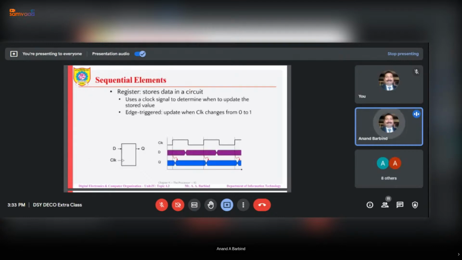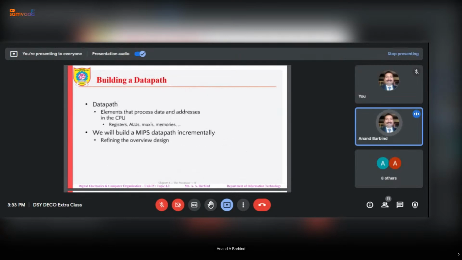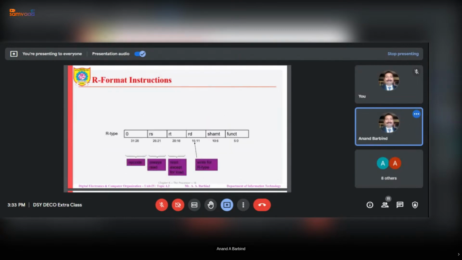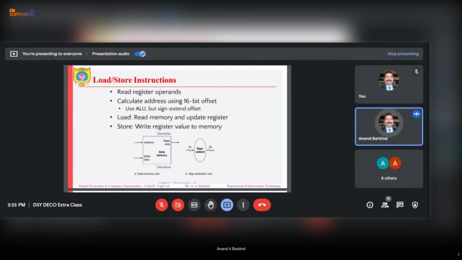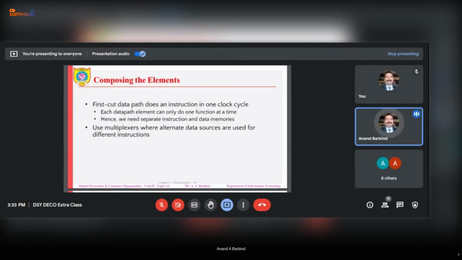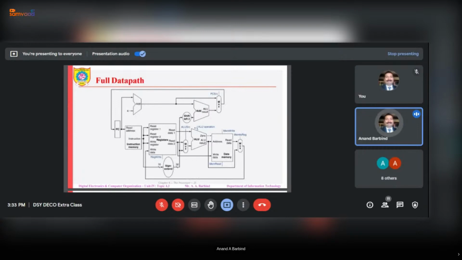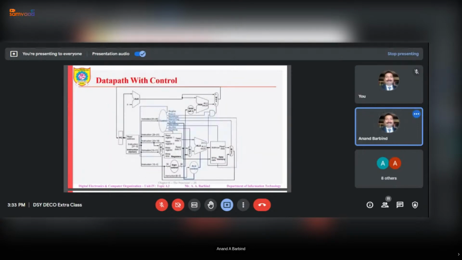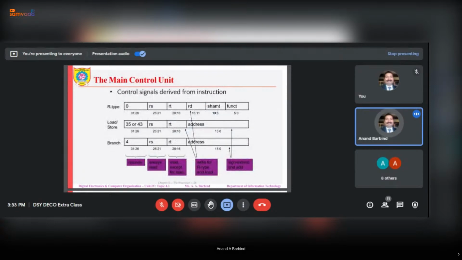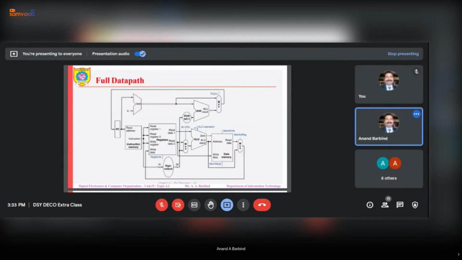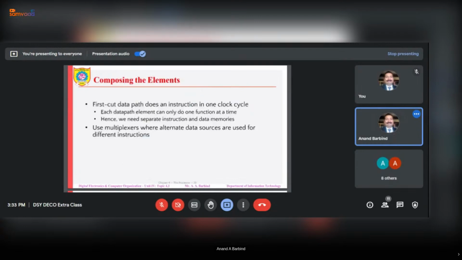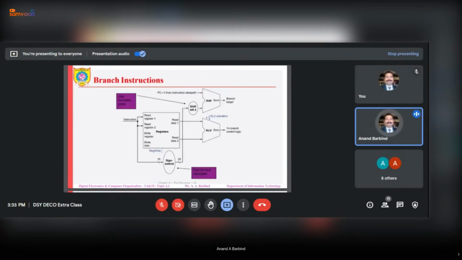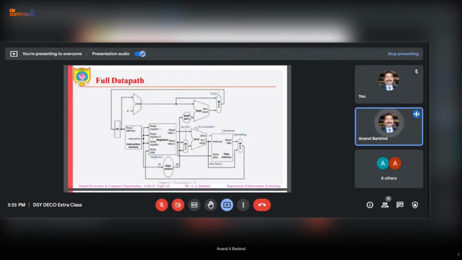So I will skip some of the part here which is not immediately required. Let us directly go to the actual execution of some of the instructions. For that purpose, let me show you one instruction which is an R type instruction.